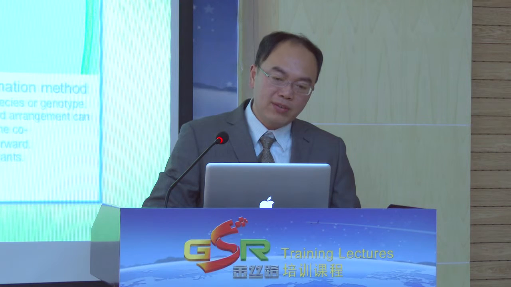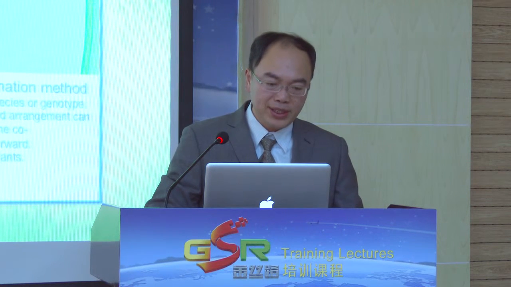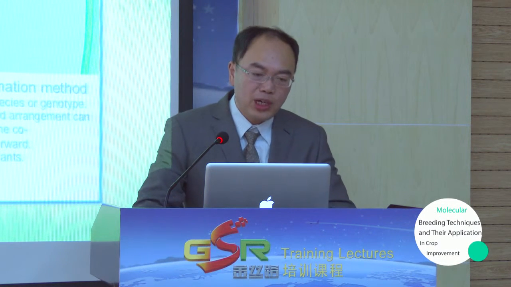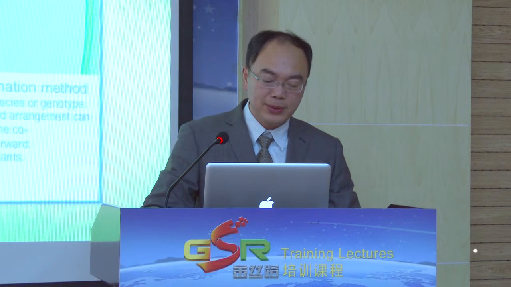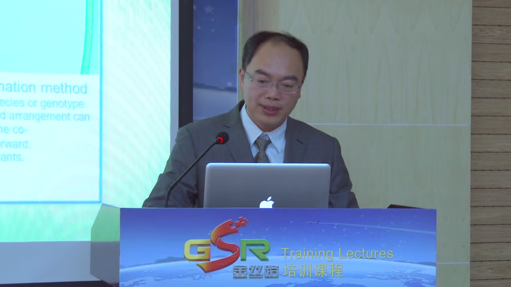The third step of transgenic breeding is genetic transformation. For crop transgenic research, 2 methods are commonly used. The first one is bacteria-mediated transformation, and the second method is microparticle bombardment transformation.